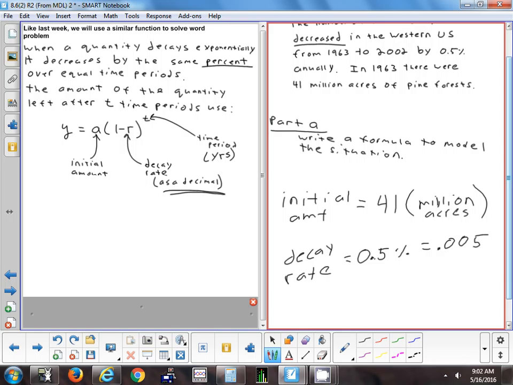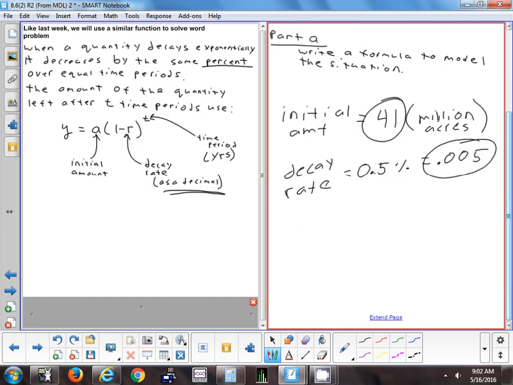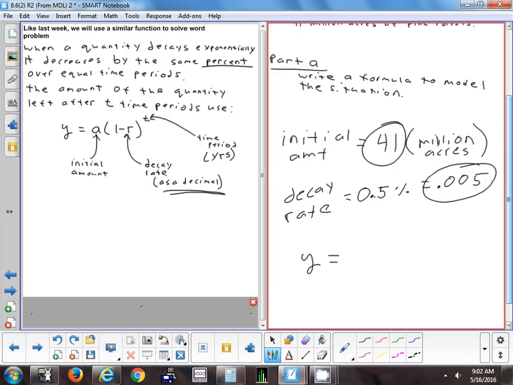So now we're just going to fill in those numbers into our formula. So y equals, Kevin, what was my initial amount of forest? I'm going to fill that in for A. Yep, so that represents 41. Remember, that's not 41 acres. That's 41 million acres. Times 1 minus, Victor, what's my decay rate?